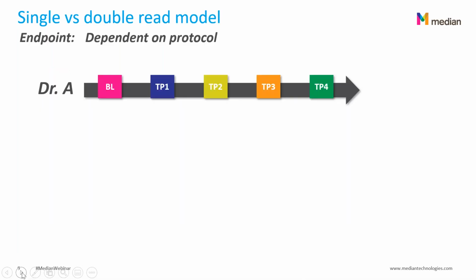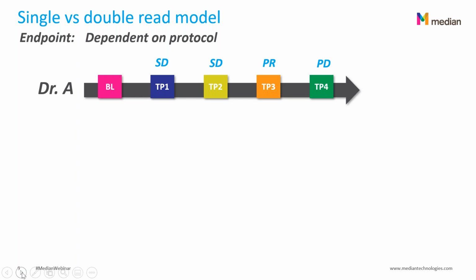Great, thank you. And now we are going to talk about the single versus double read model. So for using single or double read, it's really dependent on your endpoints within your protocol. For a single reader, you will have Dr. A, and Dr. A will read the baseline through time point 4 and create a response. So as you can see for time point 1 and 2, Dr. A stated stable disease, for time point 3, partial response, and for time point 4, progressive disease.